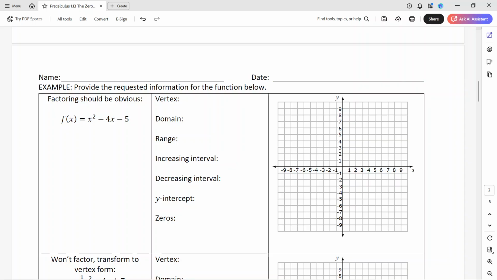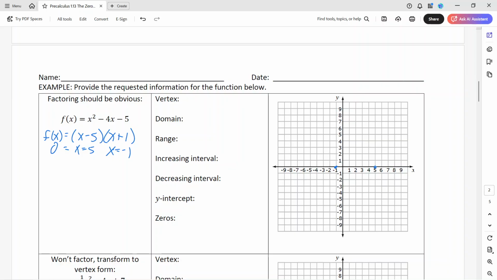Here's the first example we're going to look at, and we should be able to tell that it has an obvious factoring, and the obvious factoring would be an x minus 5 and an x plus 1, and if I set it equal to 0, that would give me obvious solutions of x equals 5 and x equals negative 1. So those 2 points are where the x value inputs cause the y value outputs to be a 0.